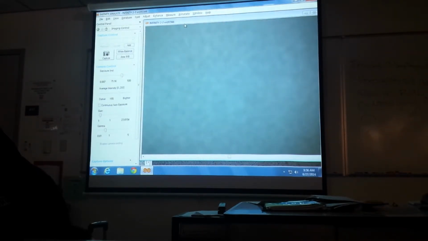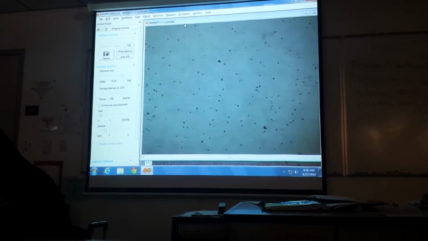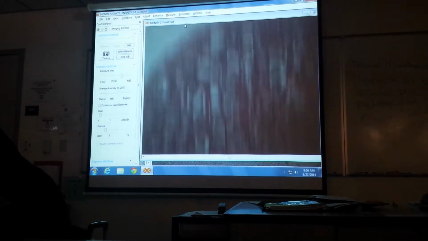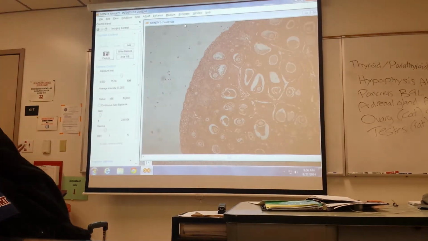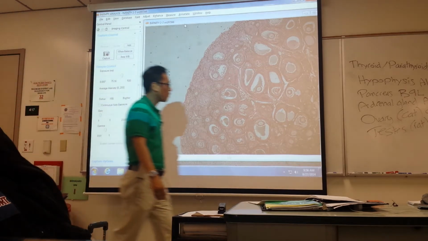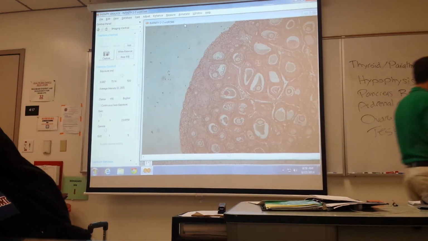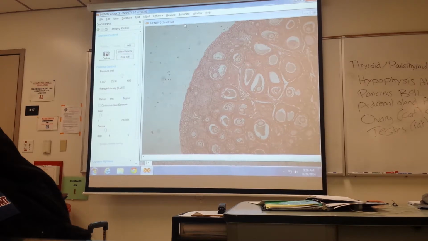2 more slides. Ovary. This is cat ovary. It's the best thing to look at. Why do we study this? The ovaries secrete estrogens, the sex hormones. So we have to understand there's follicles in the ovary, there's follicles in the thyroid. The eggs don't hang out by themselves.